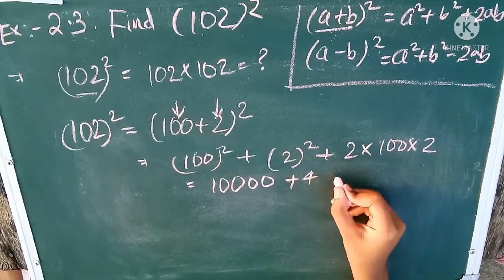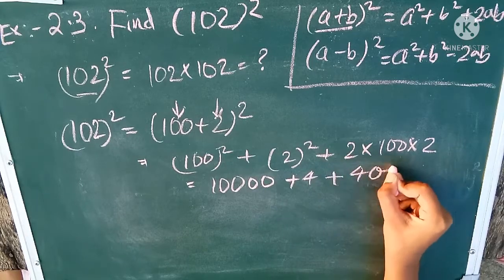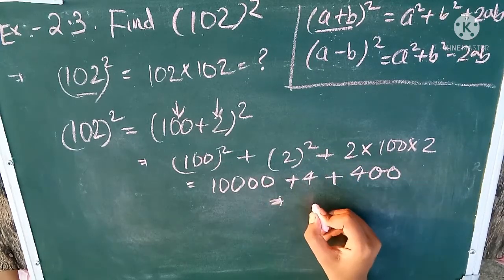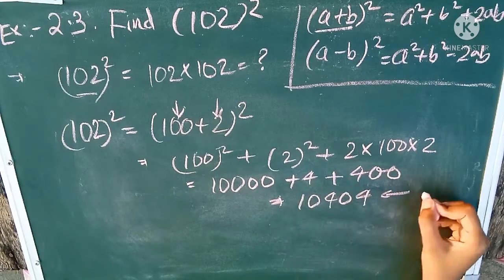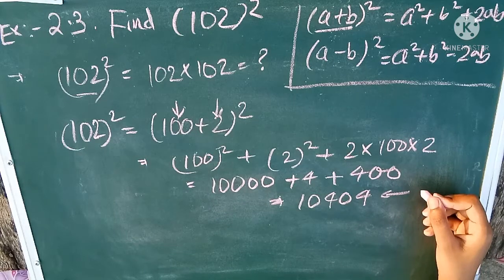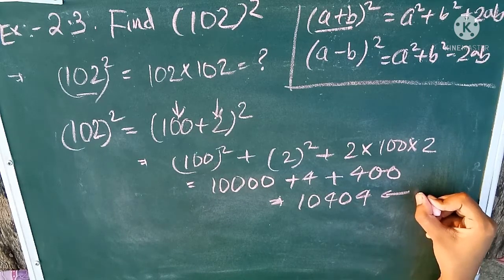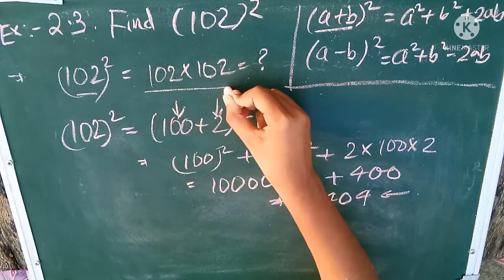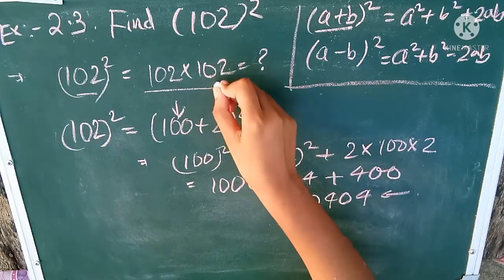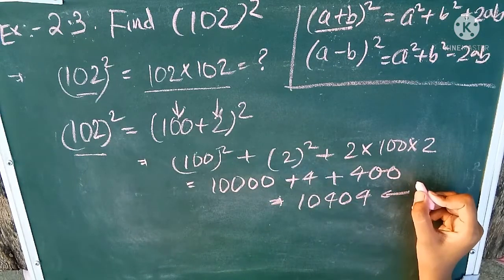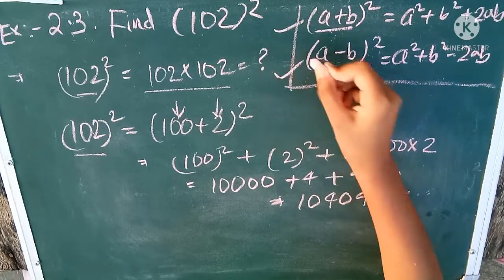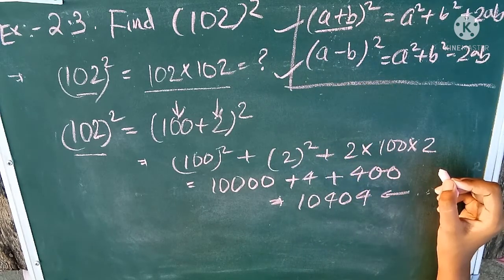So here we have 10,000 plus 4 plus 400. Now after solving this, we will get 10404, and this is the square of 102. So this is a little easier compared to doing the actual multiplication and multiplying all the numbers. Also, we can convert this into any formula which we know, but if we convert it into these two following formulas, then it will be easier to solve the question.